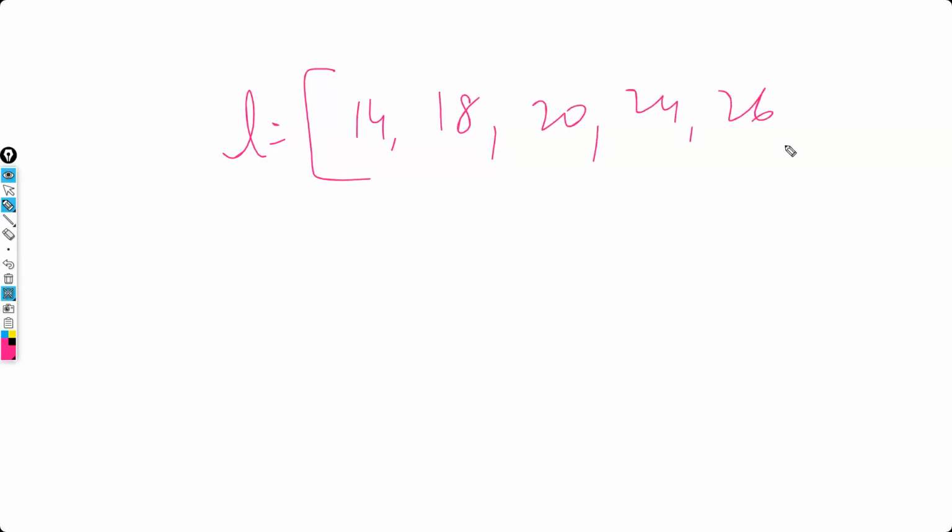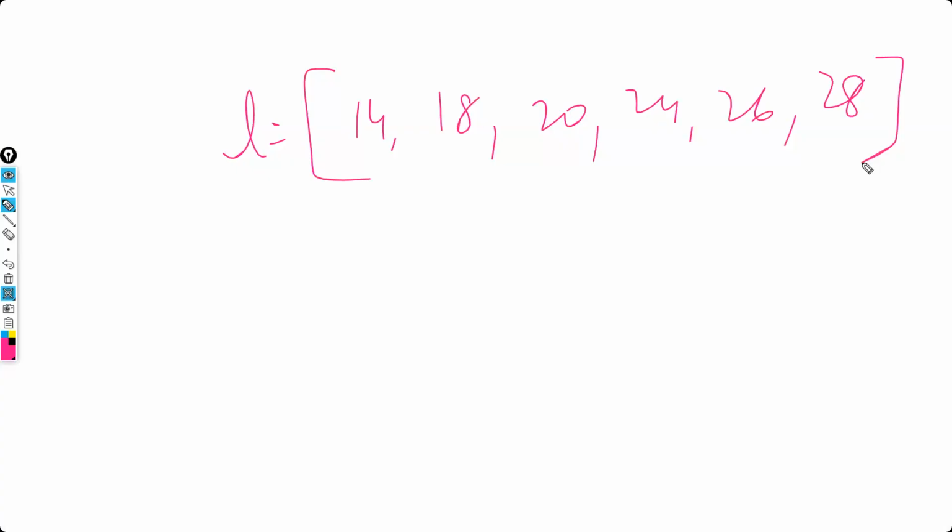Now the point is, everyone will get a doubt here. Only one point is confusing. What is that point? L is equal to, this is a list, a normal list: 14, 18, 20, 24, 26, 28. This is a normal, general list. It is not an array, not a 1D array or 2D array. It is a normal list, a general list.